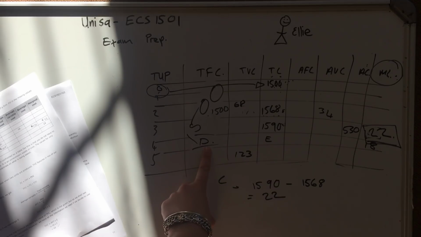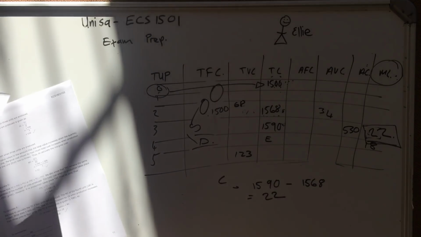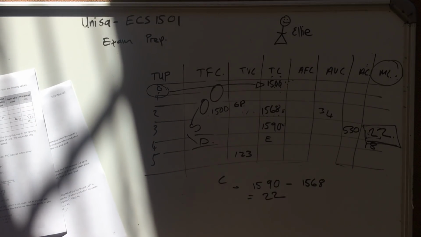Last but not least, we have D, but we already worked out D, it's 1,500. Guys, that is it. There's your first 30% of the exam, which means you'll pass.